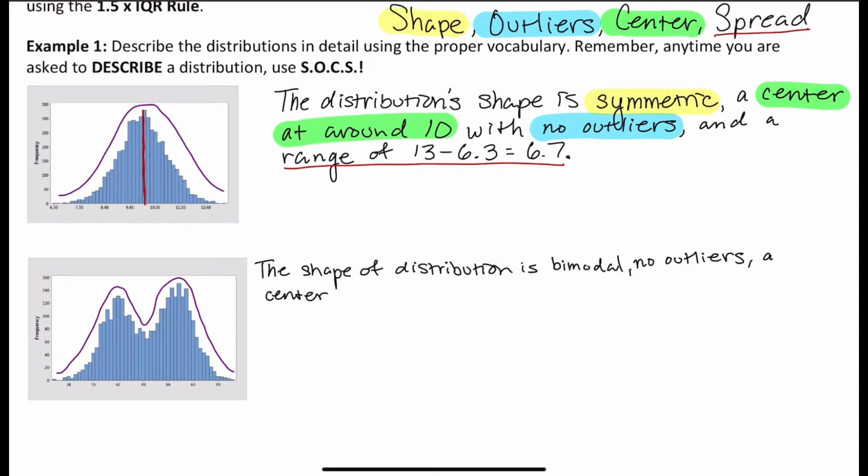And our center, since there's two peaks, we need to talk about both of those peaks. So those peaks are at about 42 and maybe 60. It's in between 56 and 63. So it's around there. So 42 and 60.